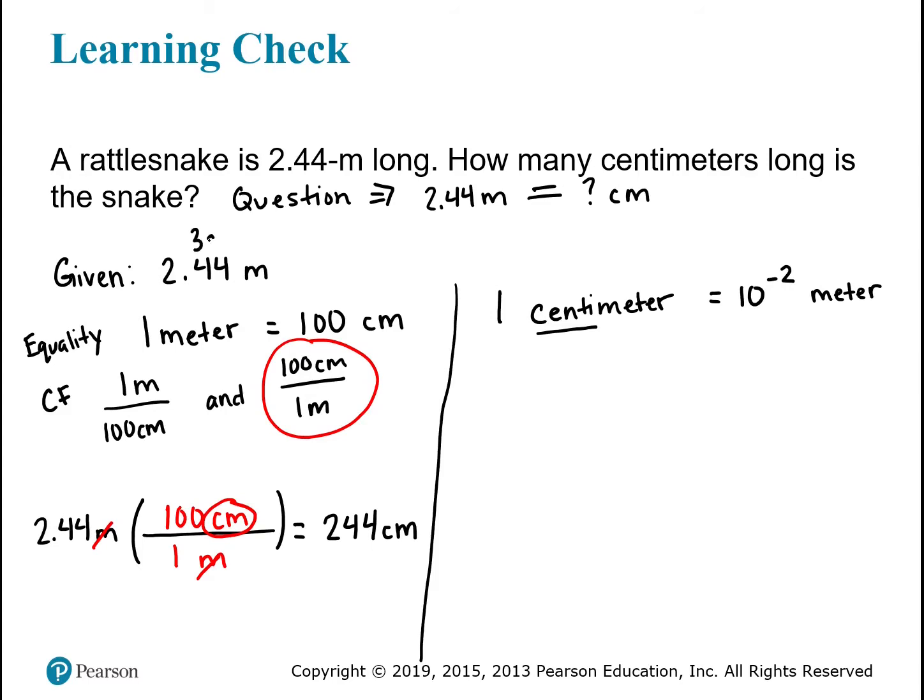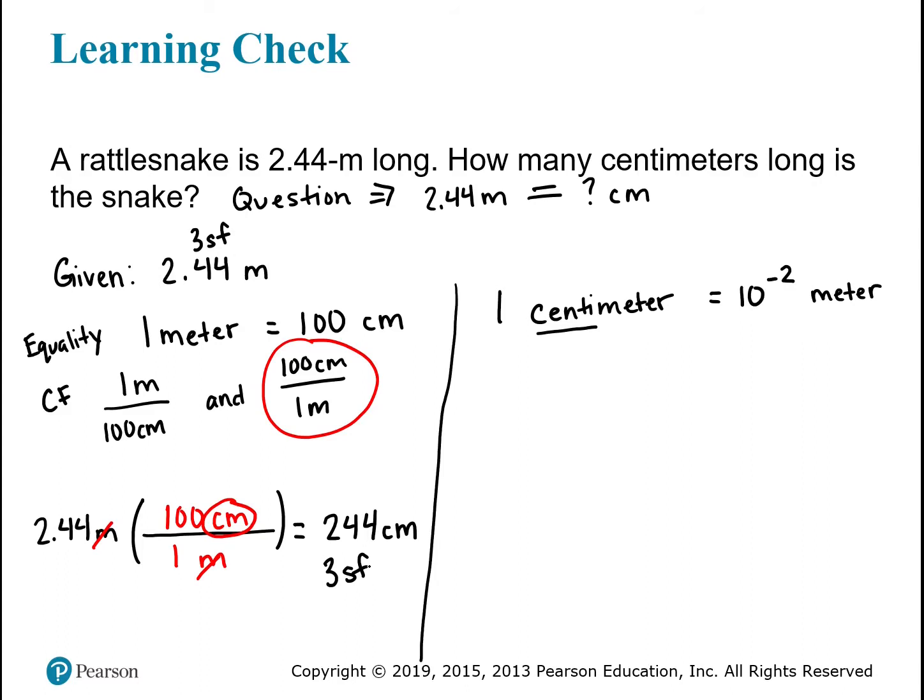Now let's think about sig figs. There are 3 sig figs in our measurement. Our equality is a definition, so these are exact numbers. The meter and the 100 centimeters, same unit system. We're talking about the metric system. It's a definition that's exact. We don't worry about those numbers when it comes to sig figs. So our answer should have 3 sig figs. And it does. Done.